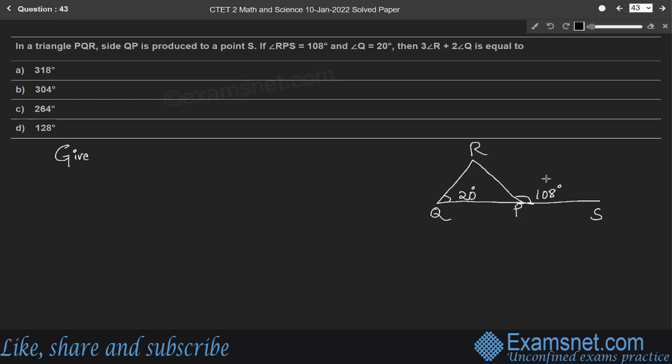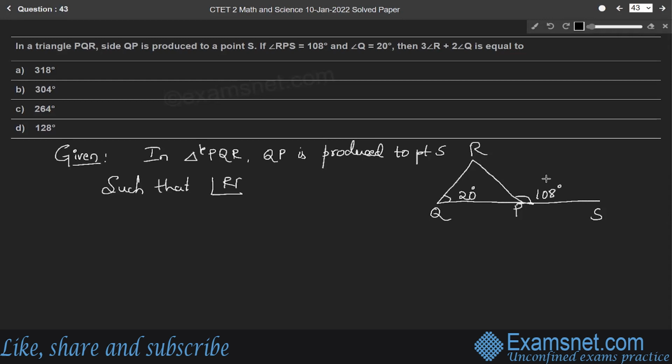Given, in triangle PQR, QP is produced to point S such that angle RPS is equal to 108 degree. Angle Q is 20 degree.